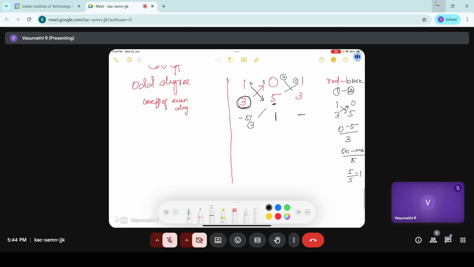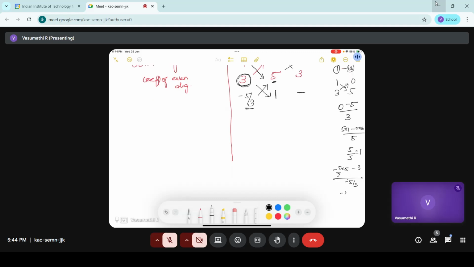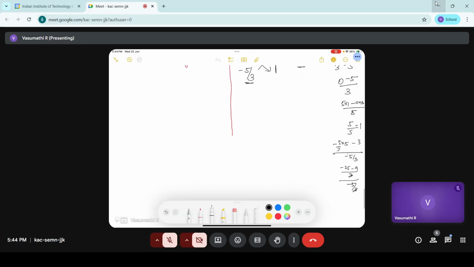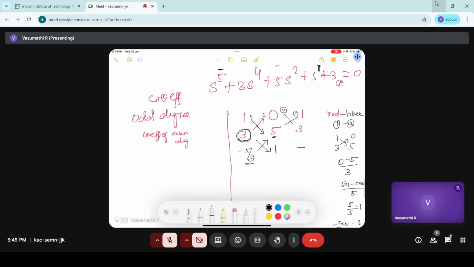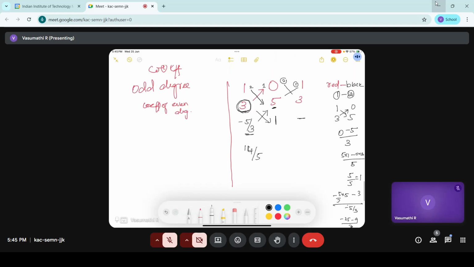Now I am going to repeat the same thing again. Multiply, subtract it and divide it by this term. So this will give me minus 5 by 3 into 5 minus 3, whole by minus 5 by 3. This will give me minus 25 minus 9 by 3, divided by minus 5 by 3. What will be the answer? Minus 14 by minus 5, that is 14 by 5.